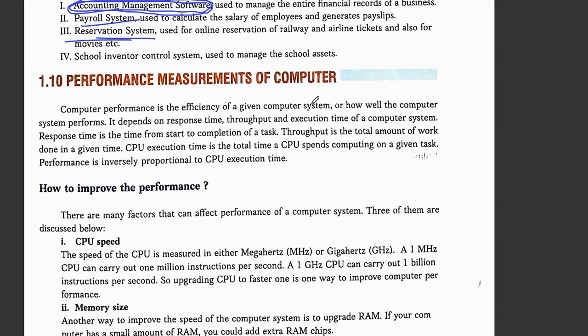Next, performance measurement of a computer. So how is the performance of a computer measured, meaning how powerful a computer is? How do you know that? We have to measure the performance of a computer. When you go to buy a computer, when you go to buy a mobile phone, you need to know what the computer can do or what the mobile can do.